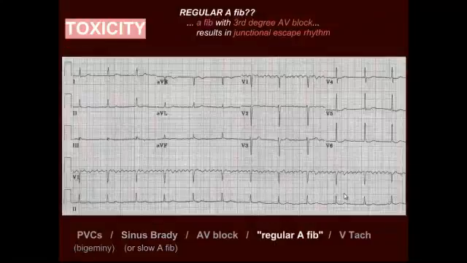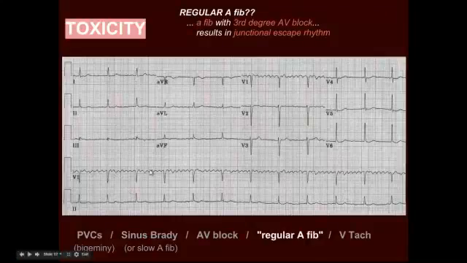You can also have this regular AFib. So normally you think AFib is irregularly irregular. Here is the exception to the case. So you can see here in V1, very clear atrial fibrillation. However, the QRS is very, very regular, and that's because there's a third-degree AV block, which results in a junctional escape rhythm. And you really need to think about digitalis toxicity when you see this rhythm.